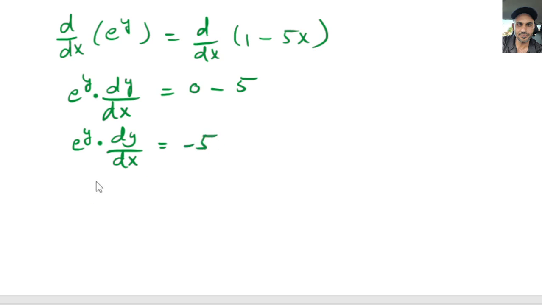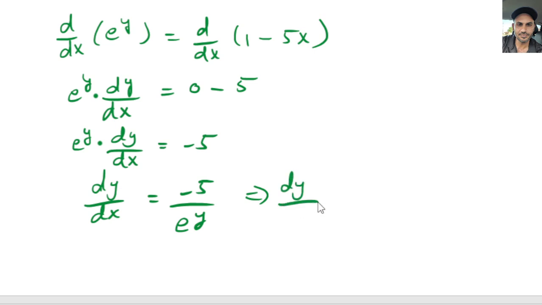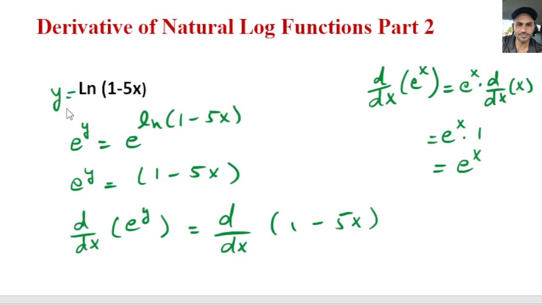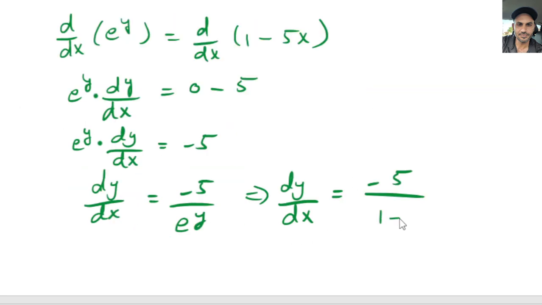Then we divide both sides by e to the y. So we get dy over dx equals negative 5 over e to the y. In the next step, I'm going to substitute the value of e to the y into our final answer. So it's negative 5 over, for e to the y, we know that e to the y was equal to 1 minus 5x. So this is our final answer for this problem.